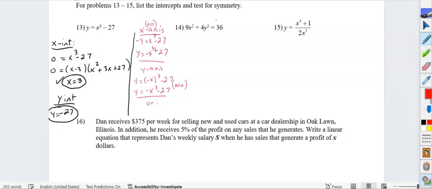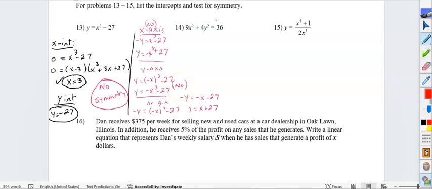So origin symmetry means we replace both. y becomes negative y and x becomes negative x. So negative y equals negative x cubed minus 27. So when we multiply on both sides, then we get positive y equals x cubed plus 27. So we didn't get the original function when we did all three of these tests. So the bottom line is number 13 has no symmetry with respect to any of those.